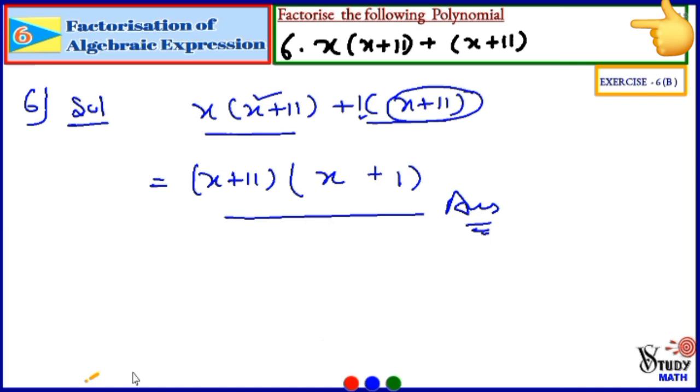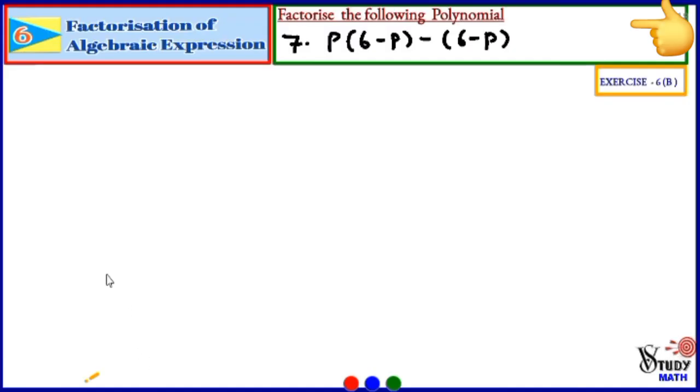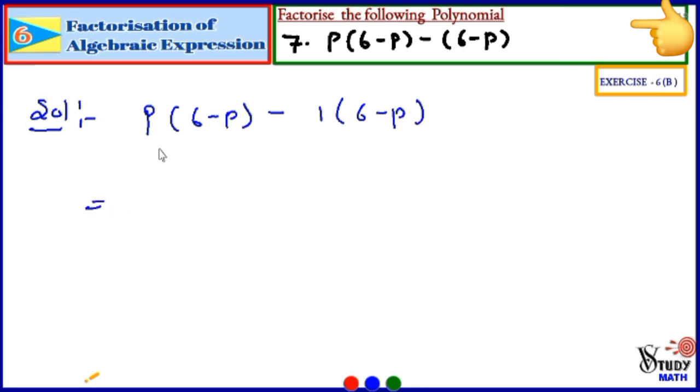Now again comes question number 7. This is question number 7. Do the solution of this question. We have p(6 - p), again negative 1, we assume before the small bracket, (6 - p). Now we have two terms. In both the two terms, 6 - p, this binomial is common, so we take out this common.